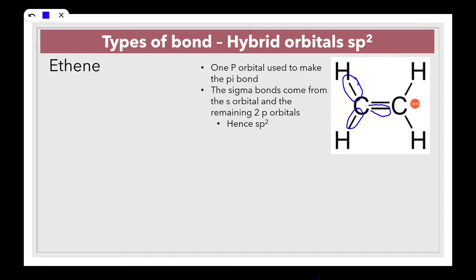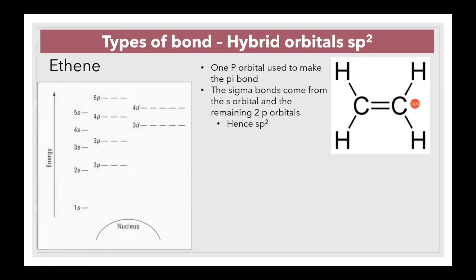So those 3 sigma bonds need to come from somewhere. So get rid of that. It's not very sensitive today. So here we go, my diagram again.